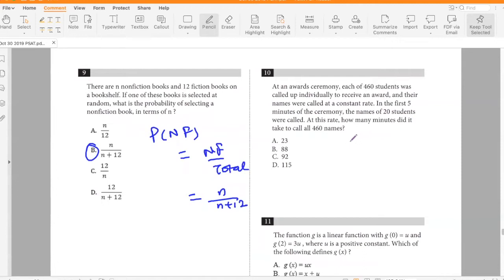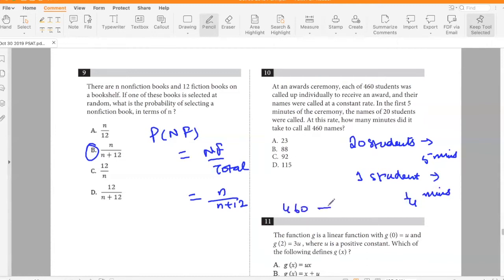So you're going to talk about time, right? So 20 students, it took 5 minutes, right? So one student would take 5 by 20, which is 1/4 of a minute. So 460 would take 460 by 4, which is 115 minutes. Option D.